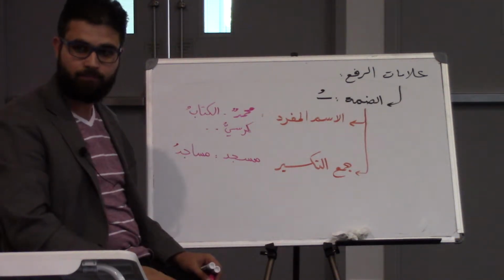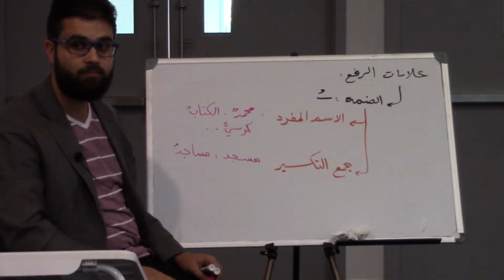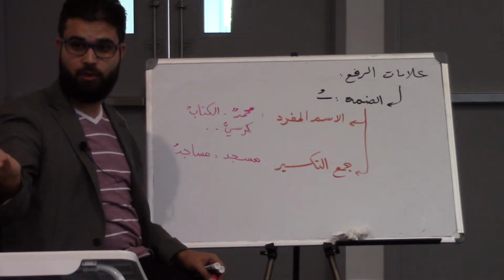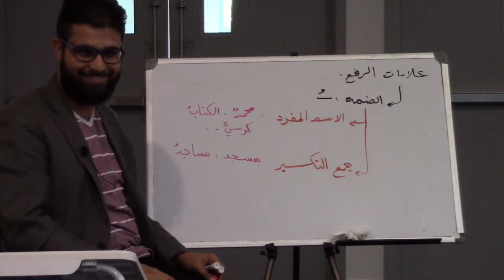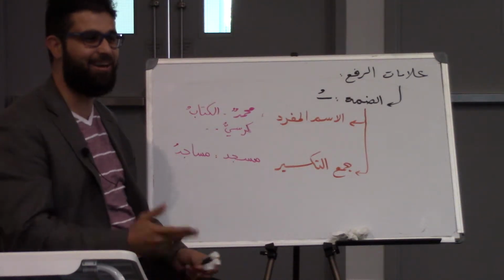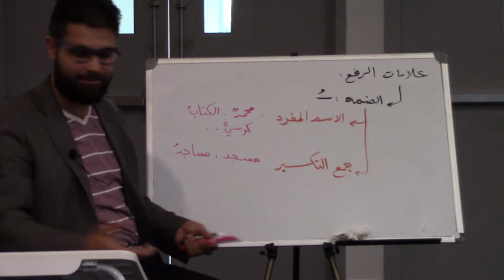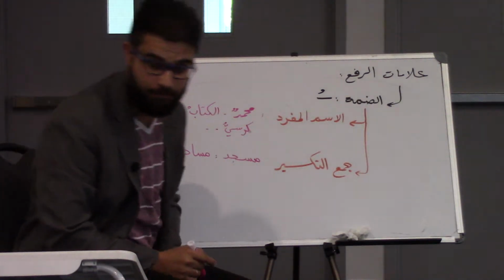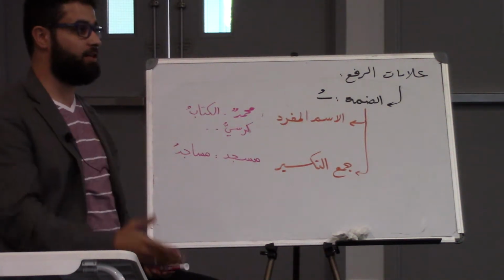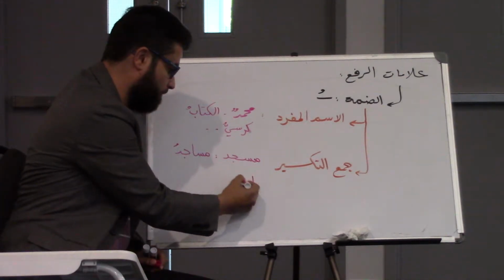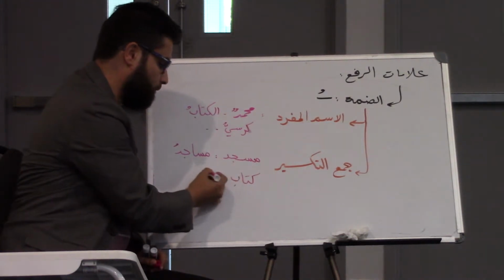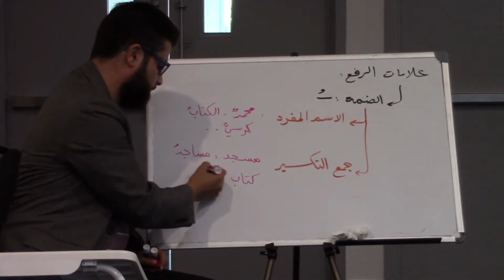In English, you could use examples like mouse and mice, right? So why is it not mouses? We don't know. That's just how it is, right? So it's called jama' taksir, a broken plural. Let's think of other examples. Kitab, since we used that first up there. What is the plural? Yeah, kutub.